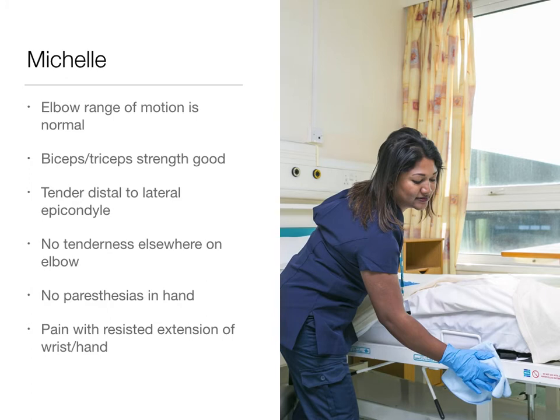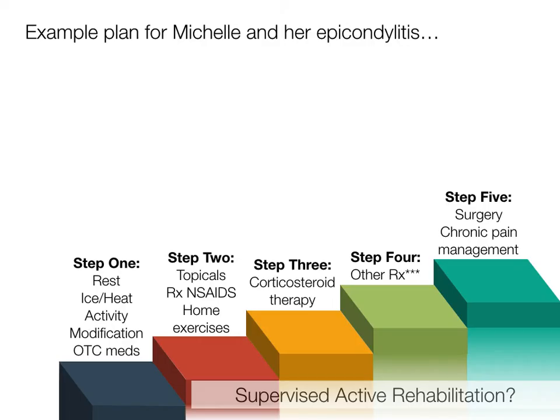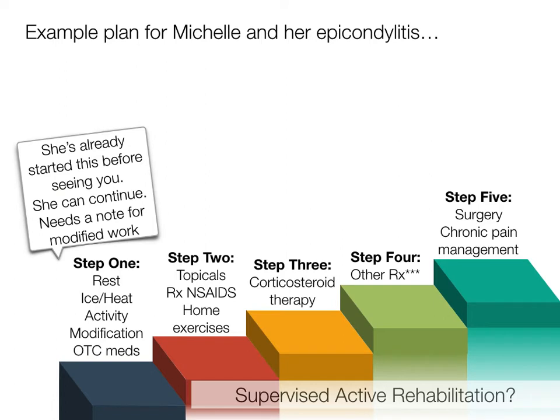When you examine Michelle, she's got good elbow motion, good strength of elbow flexion and extension. She has no motor or sensory changes in her arm and hand. She is tender just distal to the lateral epicondyle, and resisted extension of the wrist reproduces her pain. We've seen this staircase before. She's already doing the step 1 activities, but she needs a note to modify her work activities.